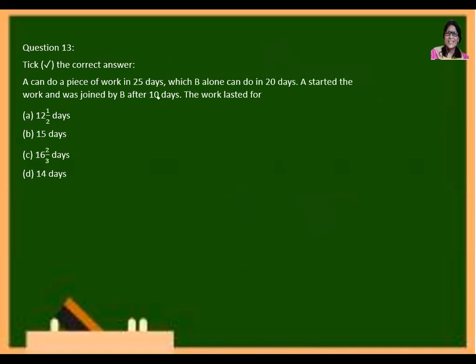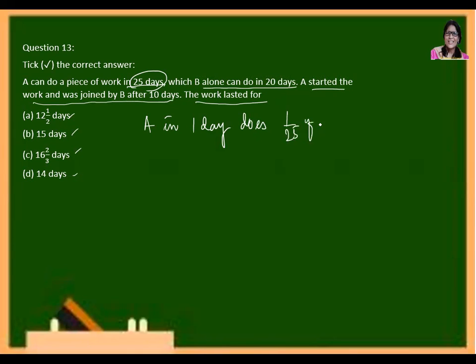Question number 13. A can do a piece of work in 25 days. B alone can do it in 20 days. A started work and was joined by B after 10 days. The work lasted for how many days? 12 and a half, 15, 16 and 2 by 3, and 14. So first, A is doing in 25 days. So A in 1 day does how much? 1 by 25 of work. B in 1 day does 1 by 20 of work.